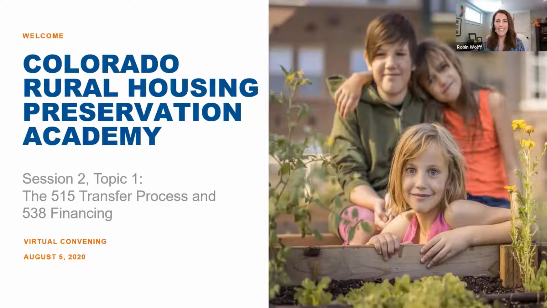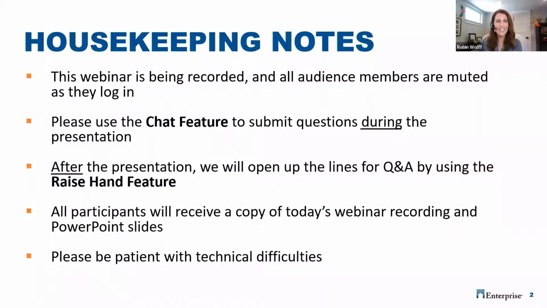We're calling this Session 2, Topic 1, based on the idea that at one point we would have been in person and we would have had a full Session 2 on 515, 538, and the financing of preservation in rural communities. So as part of that, that's where our naming rubric comes from. Though I do find it somewhat confusing, so I hope that it doesn't confuse y'all too much.